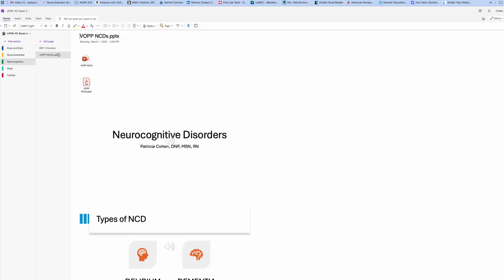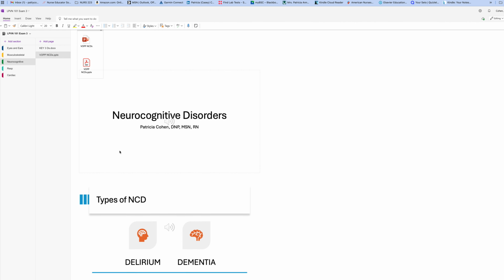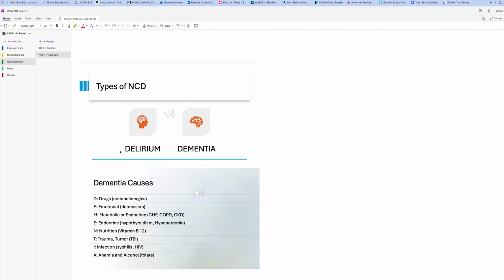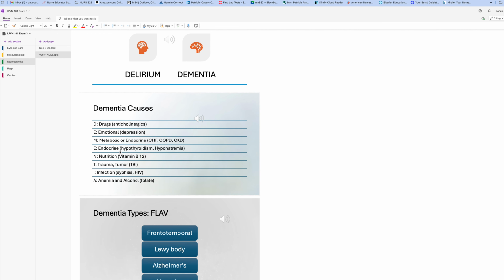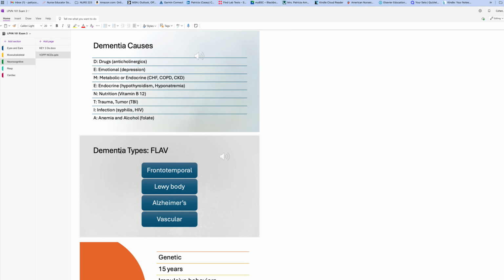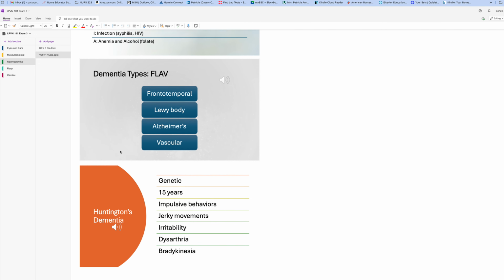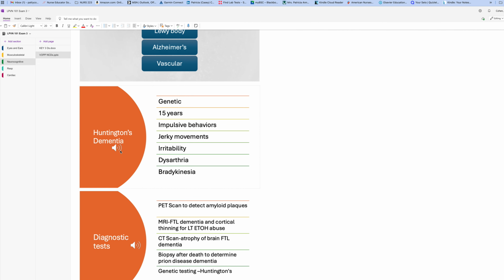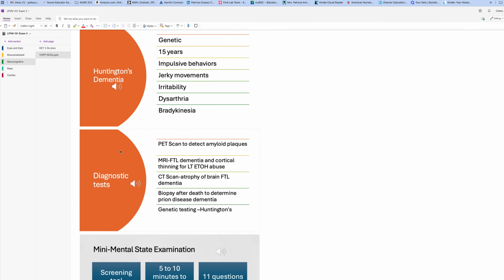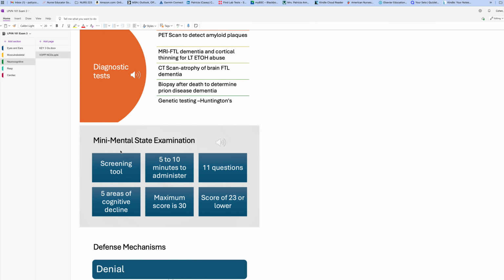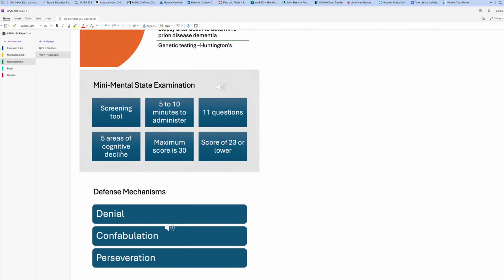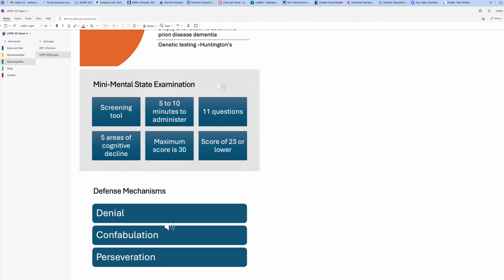Okay, neurocognitive disorders. So the first one, delirium versus dementia. So make sure you know the signs and symptoms of dementia, the different types, Huntington's dementia, mini mental state exam. That's like a common thread in ATI for a lot of different conditions. But just remember, if the score's 23 or lower, could mean they have dementia.